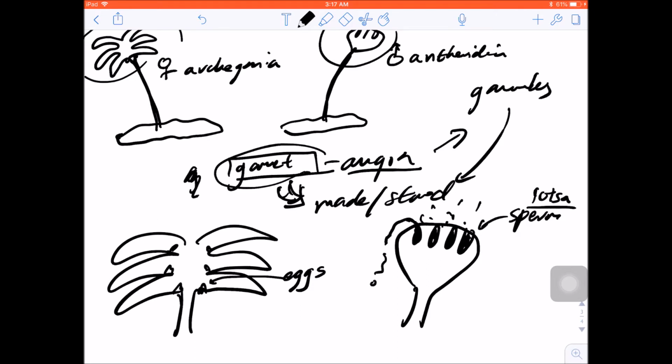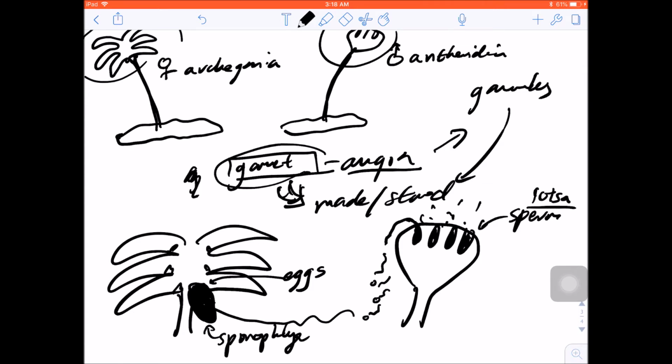Water will land on the landing pad and wash these sperm out. The sperm will swim. Remember, all these plants that we talked about last week have flagellated sperm, so all of them require water for the sperm to swim to the egg. So it's still dependent on water for reproduction. The sperm will swim to the eggs in the archegonia and fertilize them. Now you get a zygote, and the zygote will grow and grow, and this ends up turning into the sporophyte.